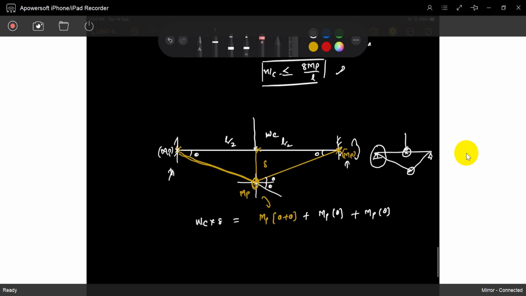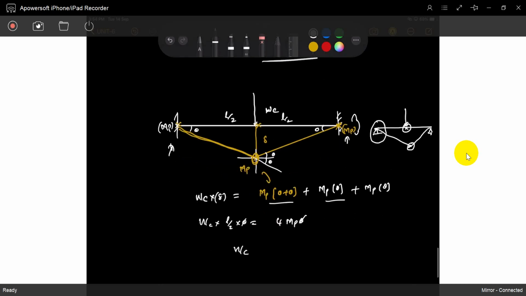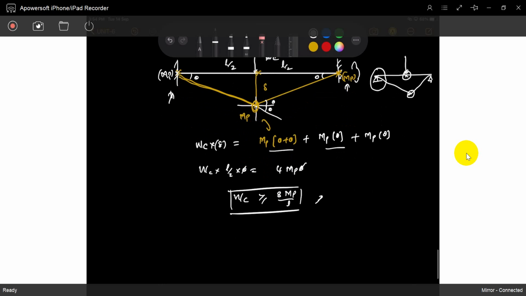Got the idea? So what is delta? You already know delta is L by 2 into theta. The internal work is 4 MP theta. Theta cancels. What is WC? WC is 8 MP by L. Got the idea? That's it.